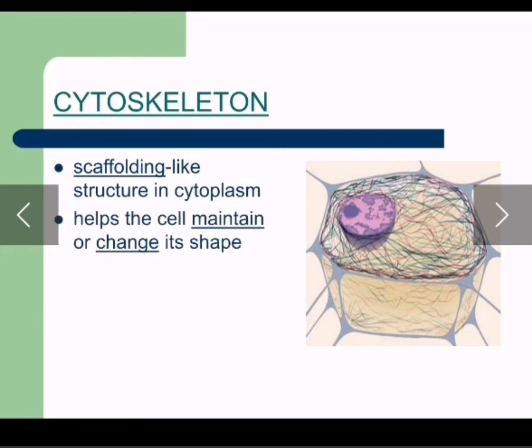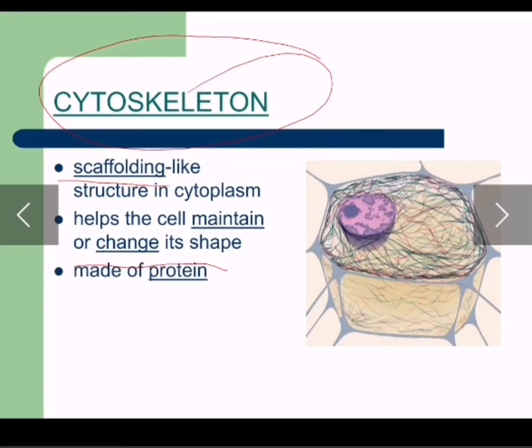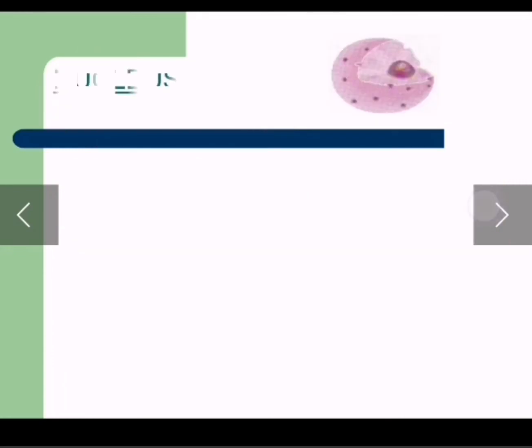The cytoskeleton is scaffolding, like the columns or pillars of a house. It's a scaffolding-like structure in the cytoplasm. It helps the cell to maintain its shape. So the shape we see in the cell is maintained by the cytoskeleton. The cytoskeleton is made up of protein.